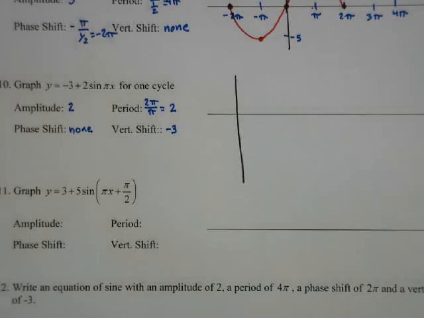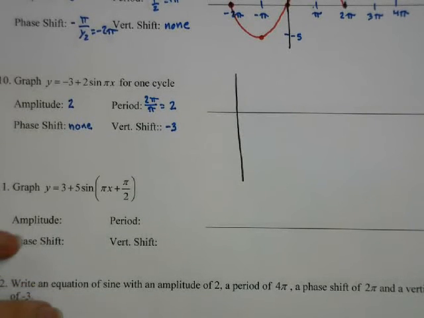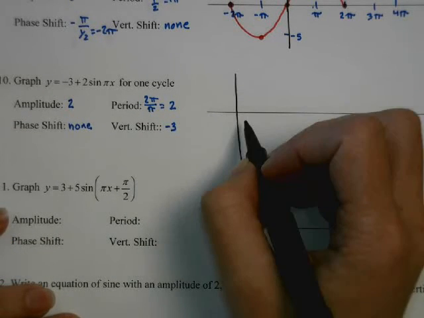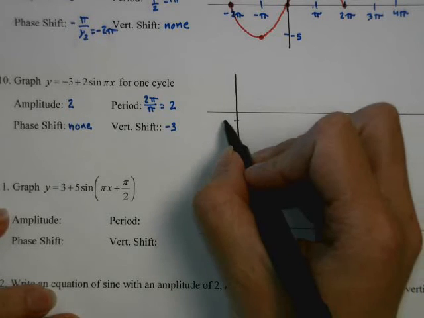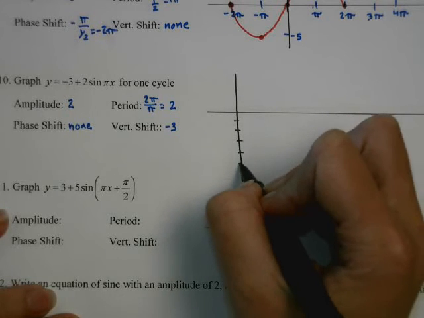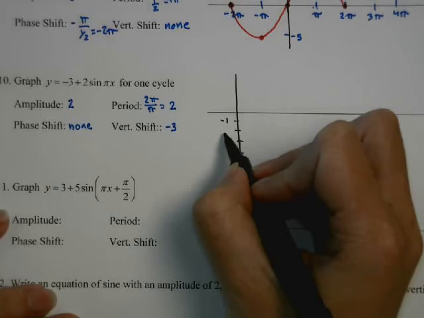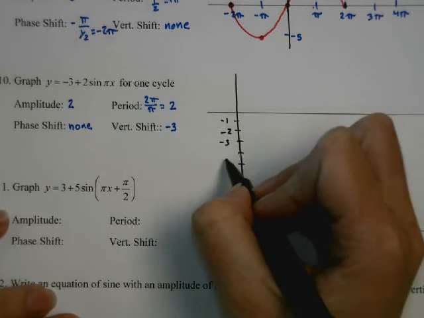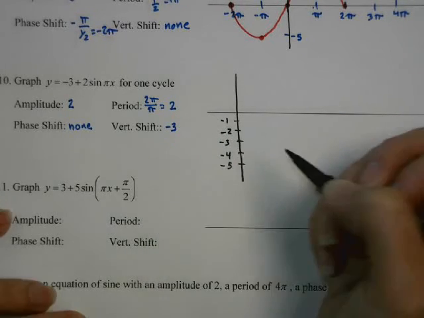So our vertical shift is negative, so I'm going to favor the negative side here. I said we have to go down to a minimum of negative 2. So this is going to be 2, 3, 4, 5. So negative 1, negative 2, negative 3, negative 4, negative 5.